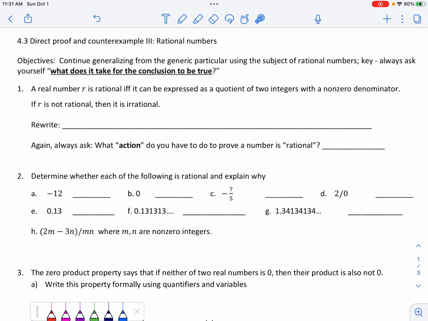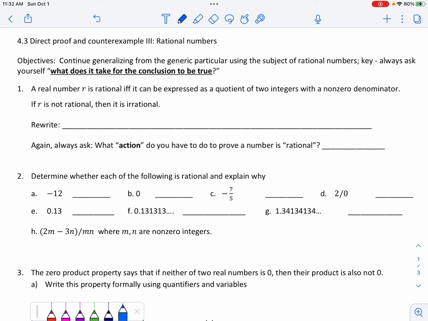Now we will continue our study on the proof, especially generalizing from the generic particular using the subject of rational number. And again, just a quick reminder, when you do proof, it's always good to keep asking yourself, what does it take for the conclusion to be true? So now we will begin with introducing the definition of rational number.